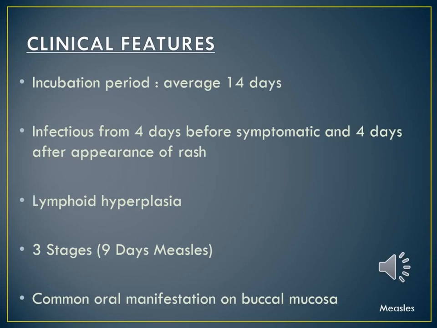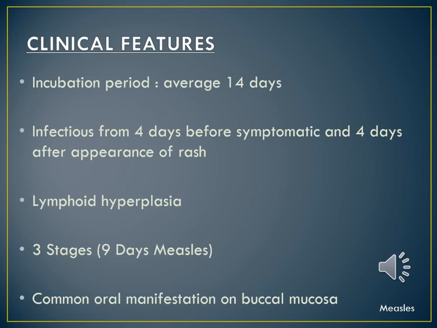Now, I'll move on to the clinical features. The incubation period of measles is an average of 14 days. It is infectious from 4 days before symptoms until 4 days after the appearance of the rash. Most cases of measles arise in late winter or spring. The virus is associated with significant lymphoid hyperplasia that often involves the lymph nodes, tonsils, adenoids, and Peyer's patches.